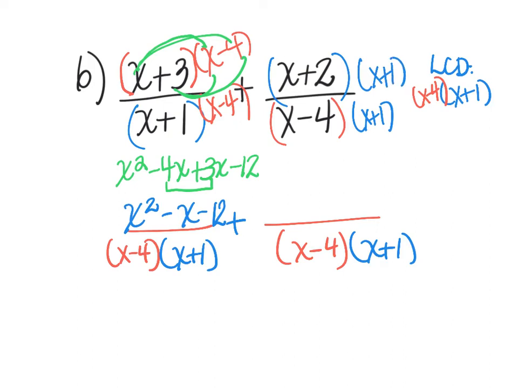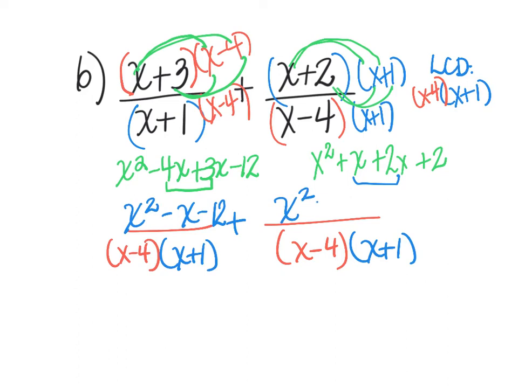All right, now once again, I need to multiply the binomial times the binomial. So x times x is x squared. x times 1 is x. 2 times x is 2x. And 2 times 1 is 2. And when I combine like terms in the middle, I end up with x squared plus 3x plus 2.